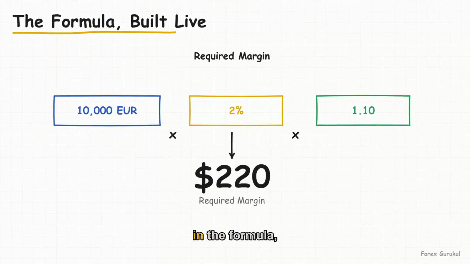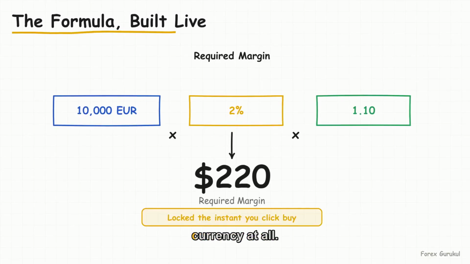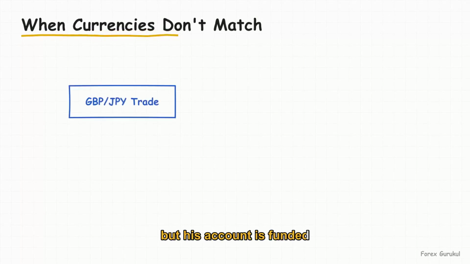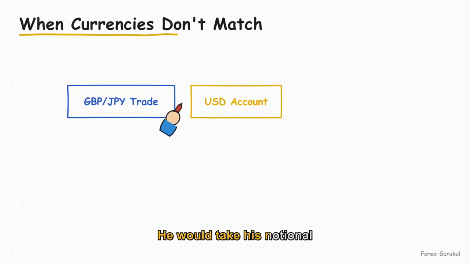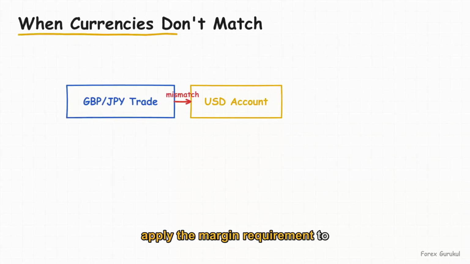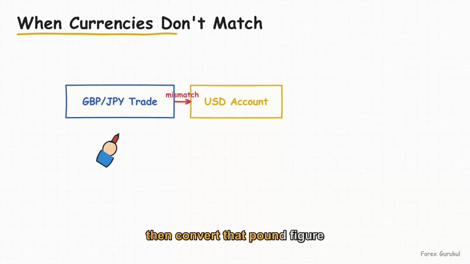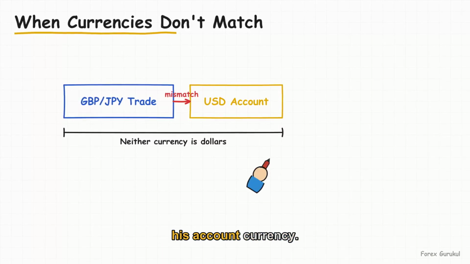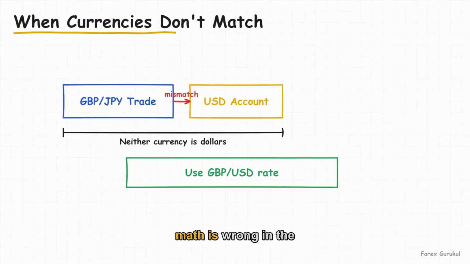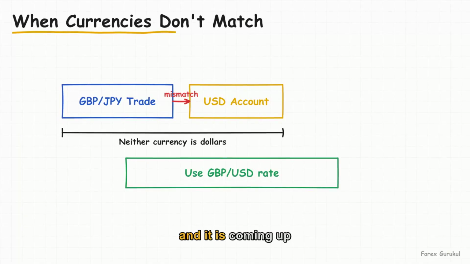But notice that third piece in the formula, the exchange rate. What happens when the pair you are trading has nothing to do with your account currency at all? Say instead of euro-dollar, Alex trades pound-yen, but his account is funded in dollars. Neither pound nor yen is his account currency, so the formula still needs an exchange rate, just a different one. He would take his notional value in pounds, apply the margin requirement to get an amount in pounds, then convert that pound figure into dollars using the pound-dollar rate, because that is the bridge between the base currency and his account currency. Skip that conversion and your math is wrong in the wrong direction. This is exactly the kind of detail that saves an account, and it is coming up next on a real chart, live, right now.